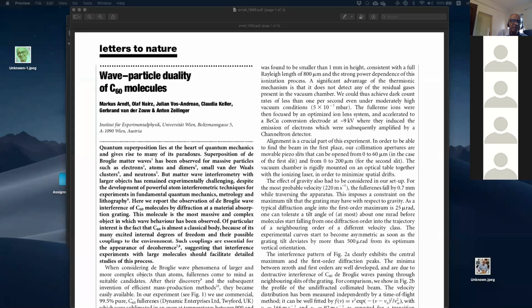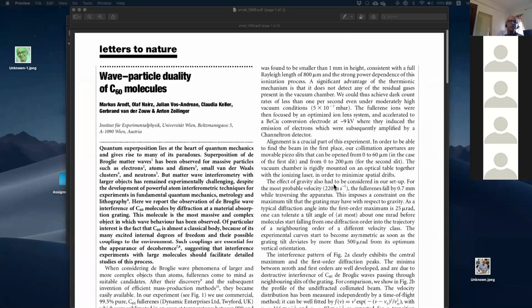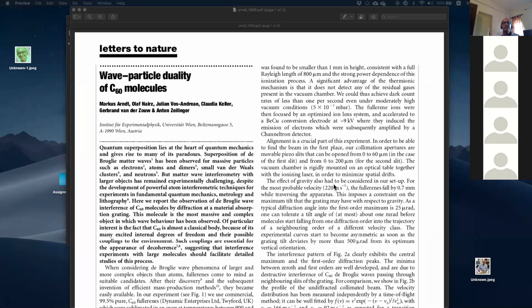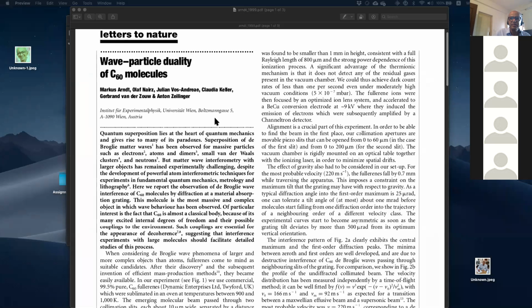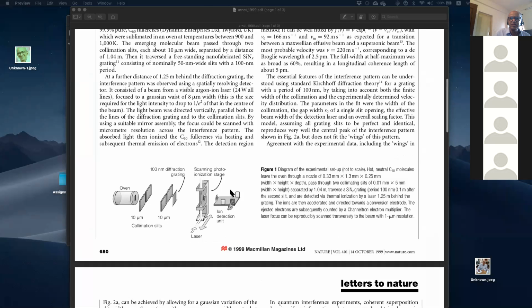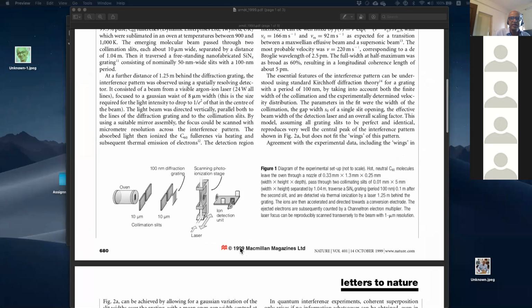The wave particle duality of C60 molecules. Okay, and if you look at the article, this is a paper published by Anton Zeilinger. I assume you can see the mouse. Yes, sir. So this is a paper published by Anton Zeilinger, and this is the experiment. This was done in 1999. You can see the year here, 1999.